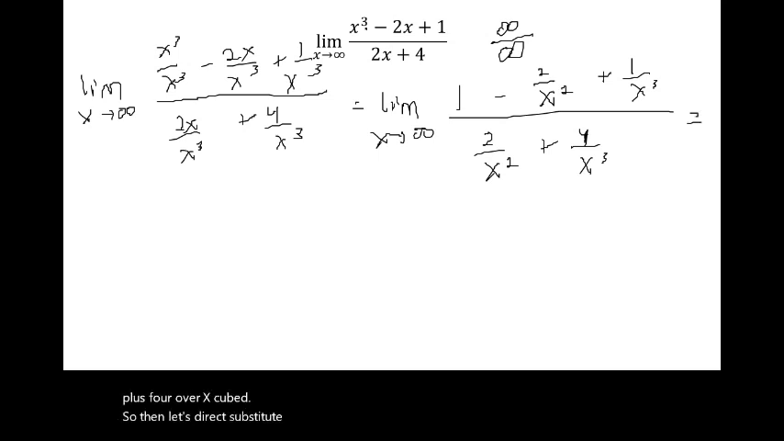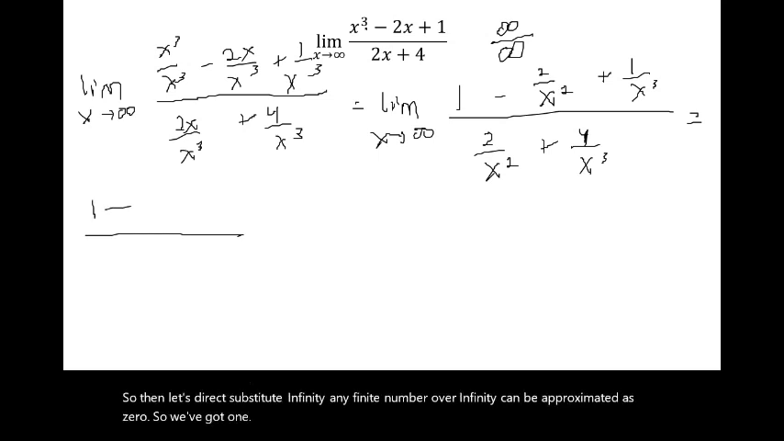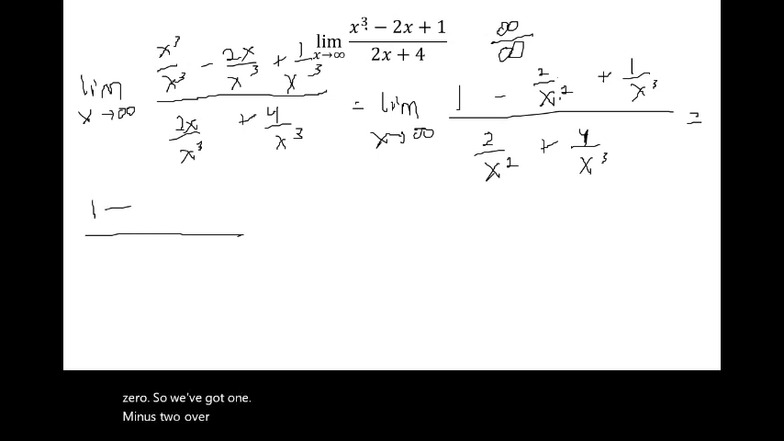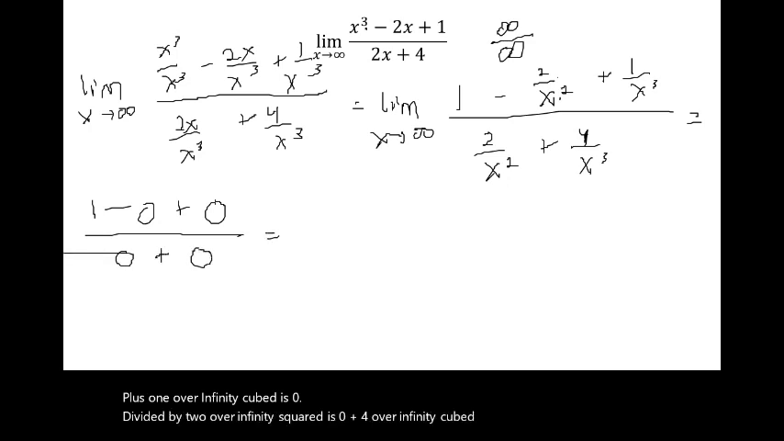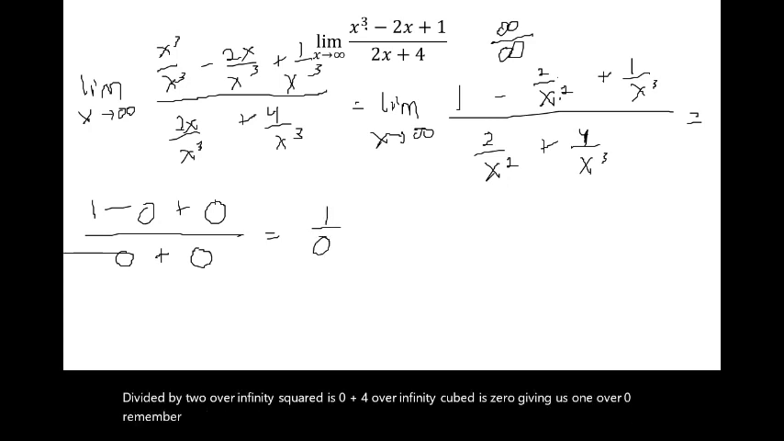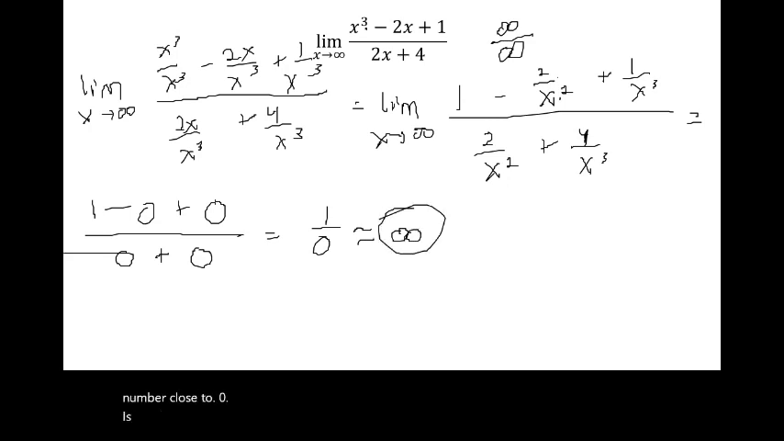Any finite number over infinity can be approximated as 0. So we've got 1 minus 2 over infinity squared is going to give us 0, plus 1 over infinity cubed is 0. Divided by 2 over infinity squared is 0, plus 4 over infinity cubed is 0, giving us 1 over 0. Remember, a limit is what is happening near a point, not at the point. 1 over a really small number close to 0 is approximately infinity.